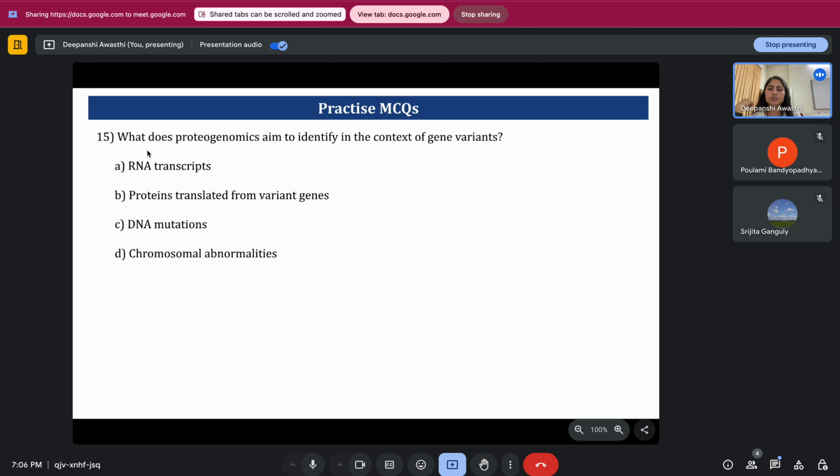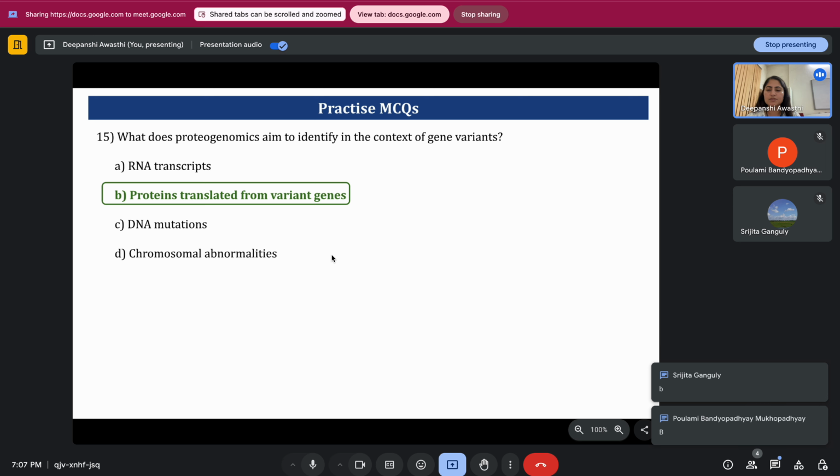Okay, so let's look at the next question, which is what does proteogenomics aim to identify in the context of gene variants? Option A, RNA transcripts. Option B, proteins translated from variant genes. Option C, DNA mutations. And option D, chromosomal abnormalities. So what do you think if we talk about the gene variants? So how is proteogenomics helping us to identify? Okay, so you both have mentioned option B, so that's right. It helps us to identify the proteins which are translated from variant genes.